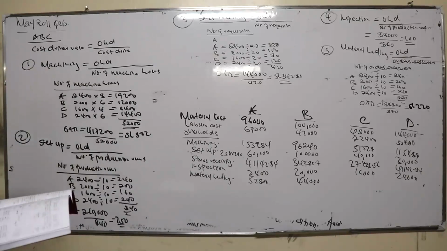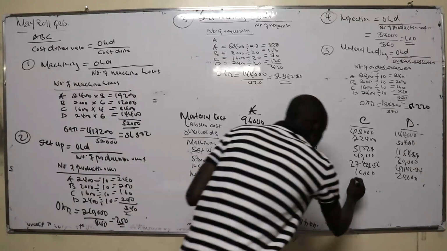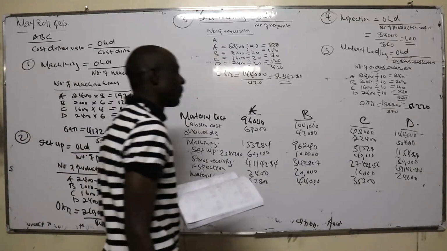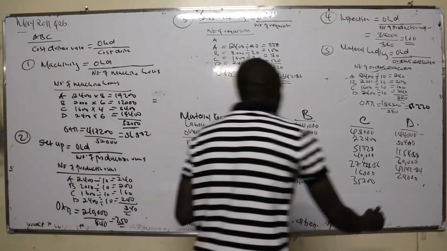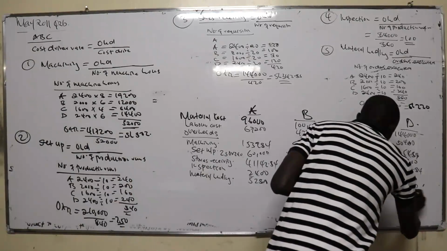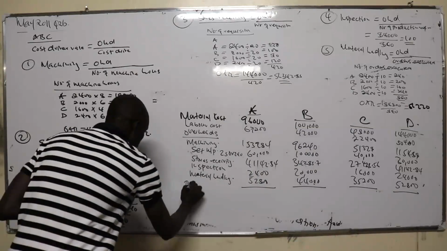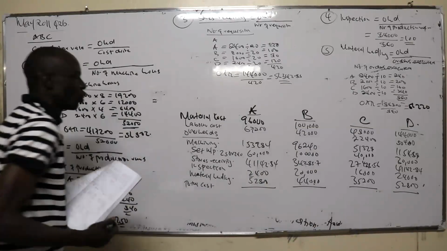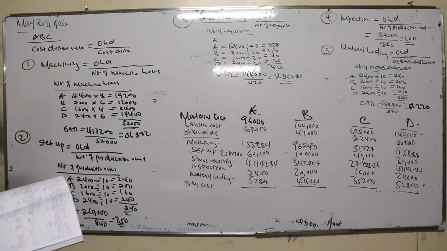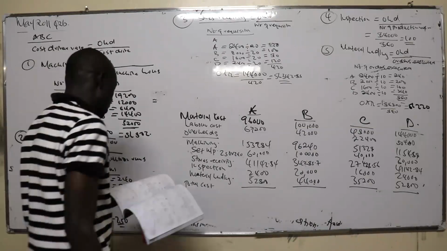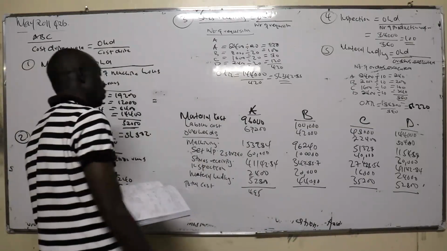Product C is going to be 160 times 220. That is 35,200. And for product D, it's going to be 240 times 220, which is 52,800. So here we're going to get the total cost. We're going to add and get the total cost. So this one is going to be 49,495. You're adding everything, material, labor, and overheads.